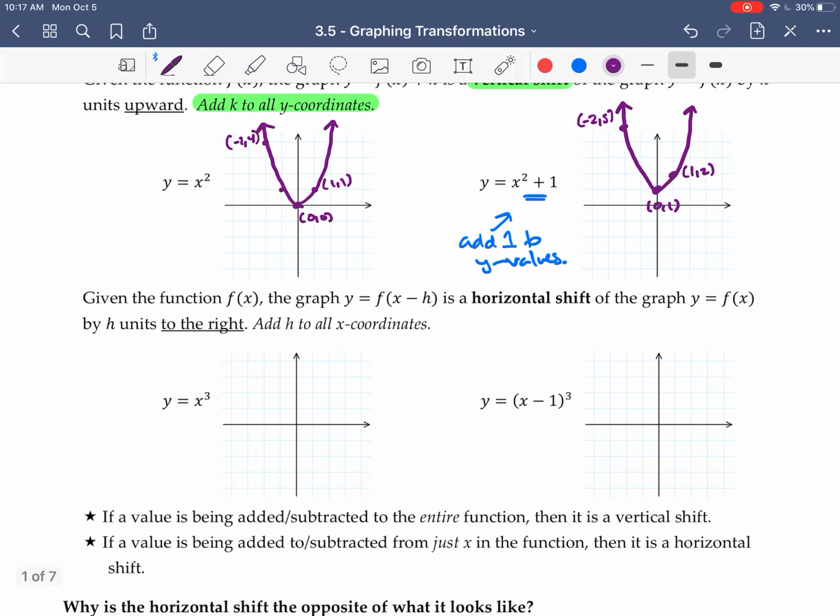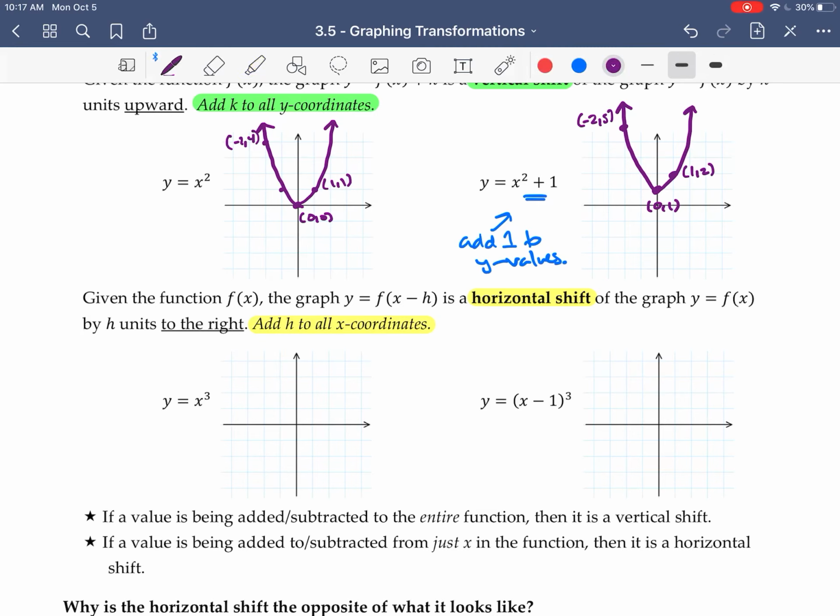Similarly, we could also do a horizontal shift. When we do that, we subtract h inside the function, with the x value. These ones are a little bit more complicated. It's going to shift h units to the right when it's a minus sign. So if you have a horizontal shift, you're adding h to all the x coordinates.